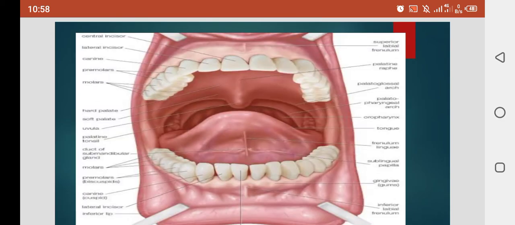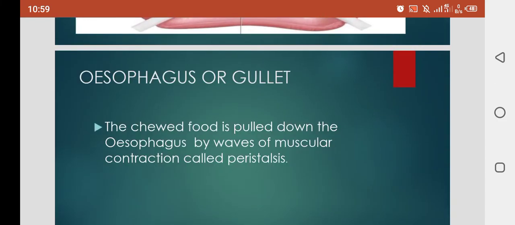This is the mouth in which the different teeth are present, and below the tongue there are salivary glands, whose saliva helps soften the food. As well, teeth help in mechanical digestion, the digestion which is done by force or mechanical help. Teeth break down the food into small pieces, which helps us swallow easily. Then after the mouth, a long tube called the esophagus or gullet.